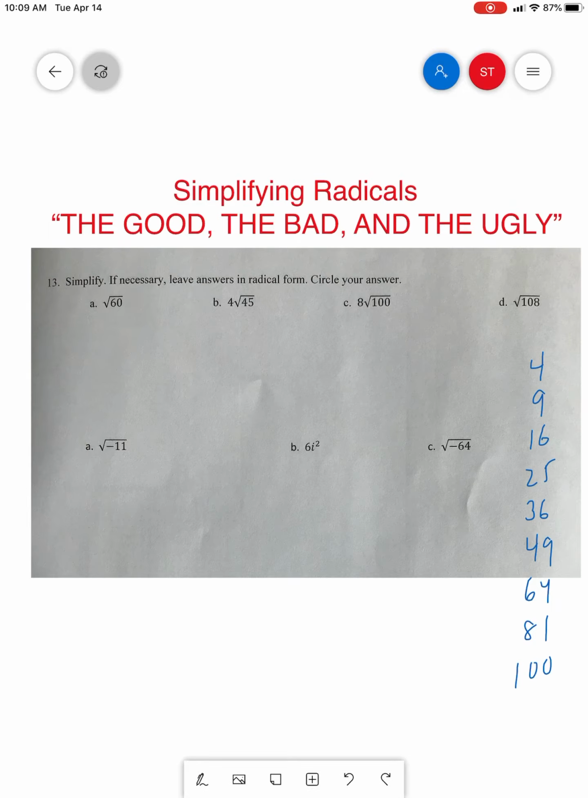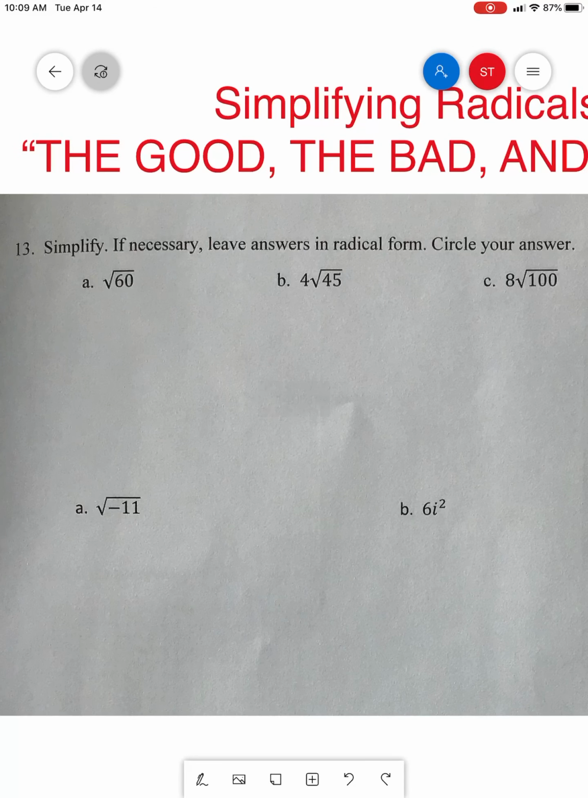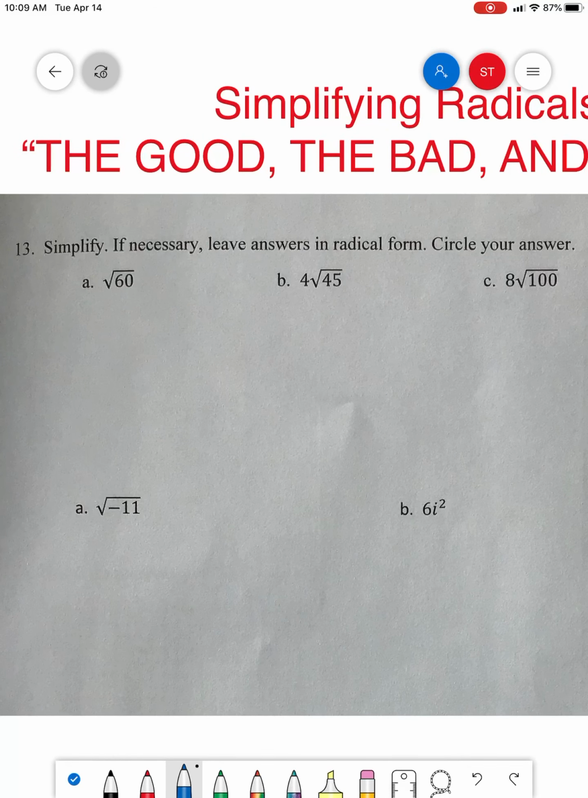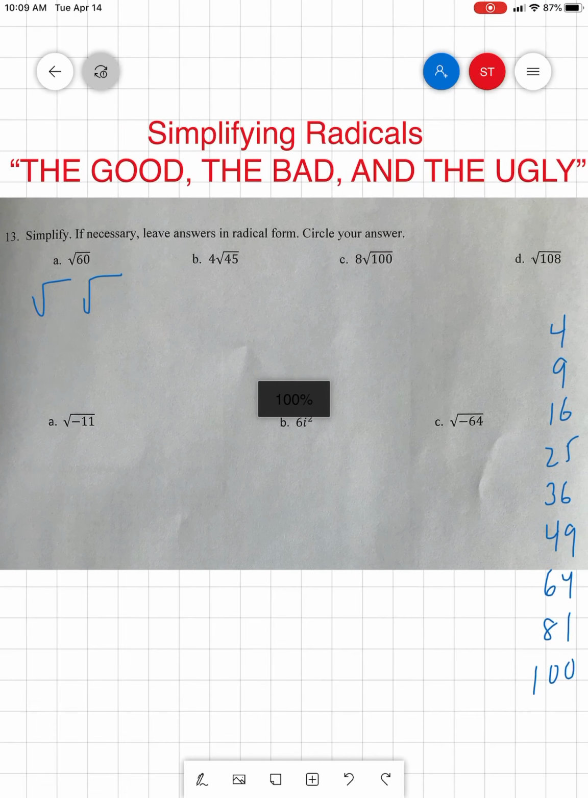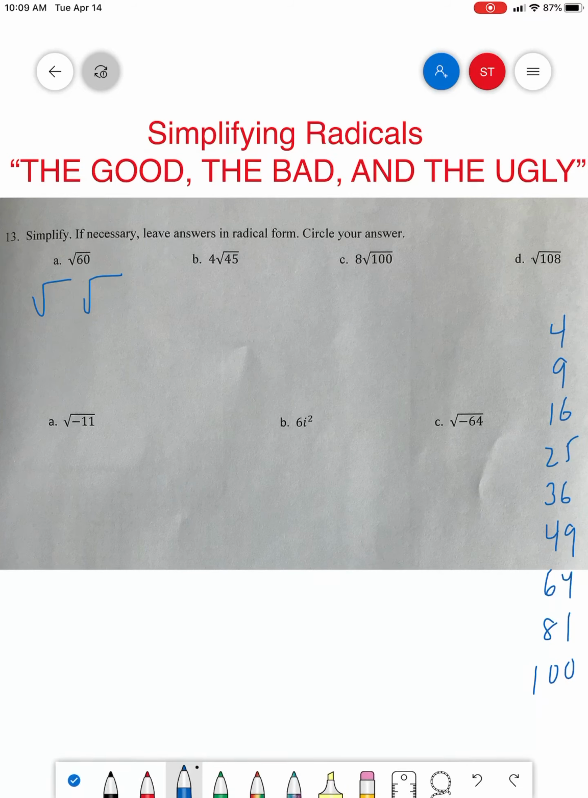So let's take this first one right here, square root of 60. Okay, you do the good and the bad. And if you do it right, there is no ugly. What number from my list, where'd that list go? It's right over here. What number from that list goes evenly into 60? Okay, so if you have some stamina, you could test them all. Once you get the hang of this, it'll be easy.